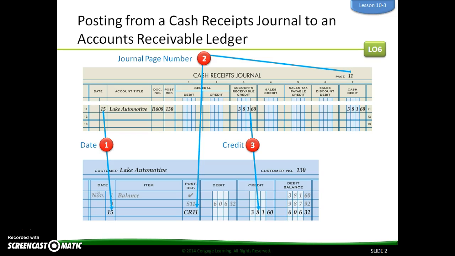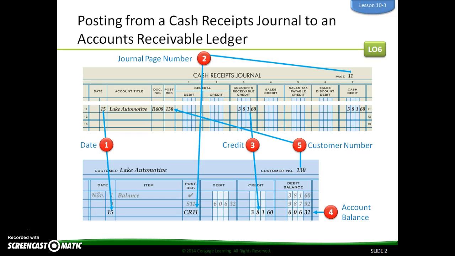You can see that the accounts receivable credit is now being posted to that accounts receivable ledger, and we're adjusting the account balance in this accounts receivable ledger for Lake Automotive to reflect that payment that was posted. Now if you look, you can see the November 1 balance on this ledger was $381.60. So we can see that Lake Automotive has paid us the $381.60.